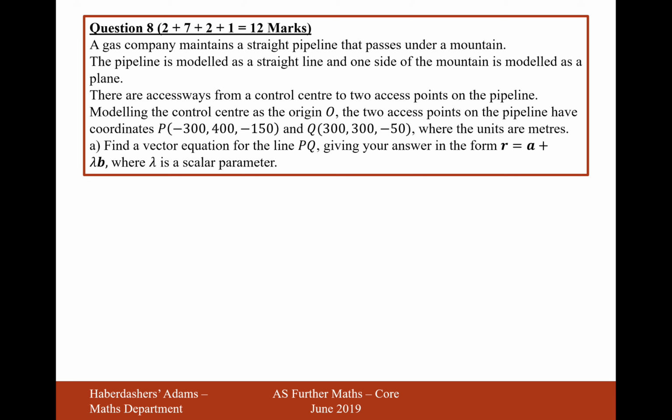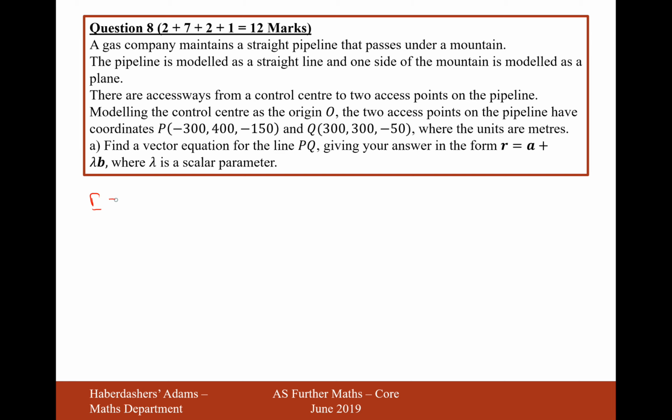A gas company maintains a straight pipeline that passes under a mountain. The pipeline is modelled as a straight line and one side of the mountain is modelled as a plane. There are access ways from a control centre to two access points on the pipeline. Modelling the control centre as the origin O, the two access points on the pipeline have coordinates P and Q, where their units are in meters. Find a vector equation for the line PQ, giving your answer in the form r equals a plus lambda b.